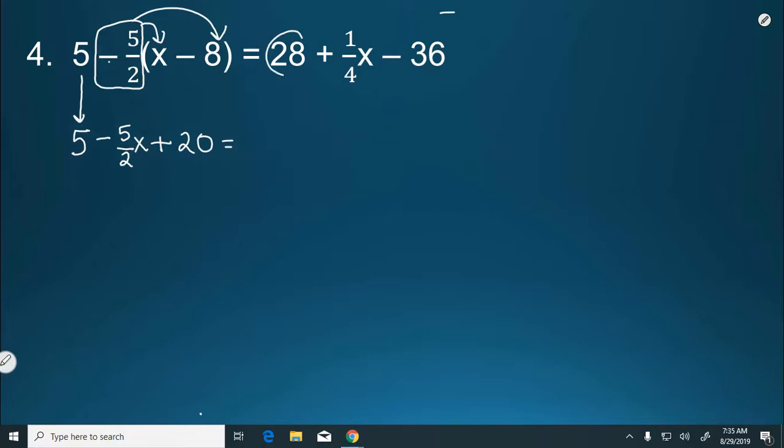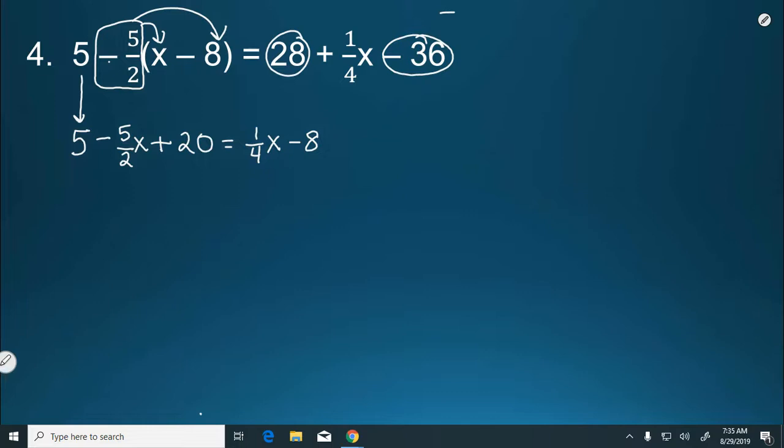I can combine 28 and negative 36 right away here. So if you think of 36 minus 28, that would be 8. So 28 minus 36 would be negative 8. And the 1/4 x can come down. So it's 1/4 x minus 8, or negative 8 plus 1/4 x. So here in that step, I use the distributive property and the substitution property of equality.